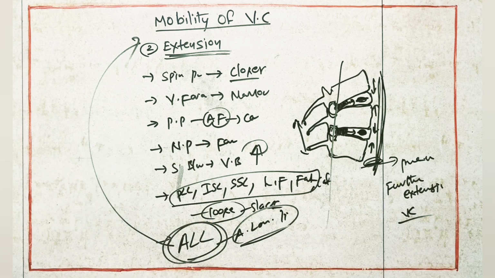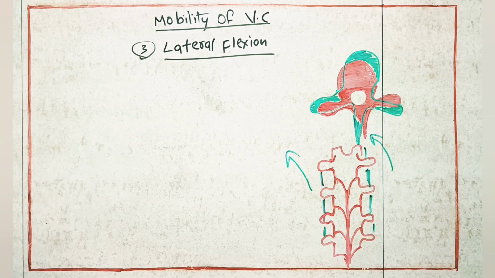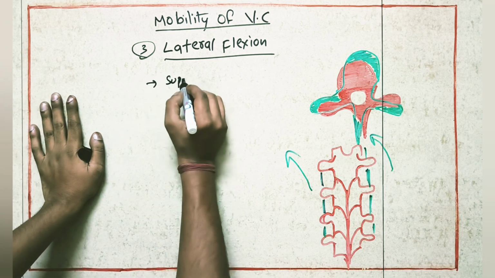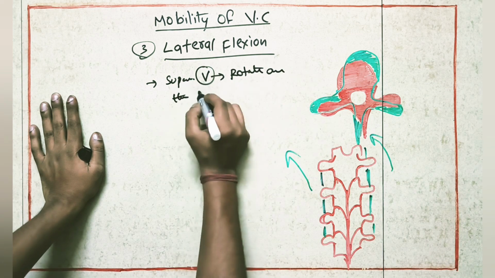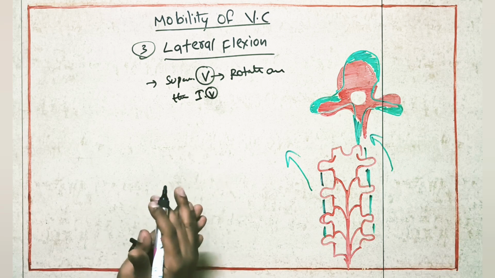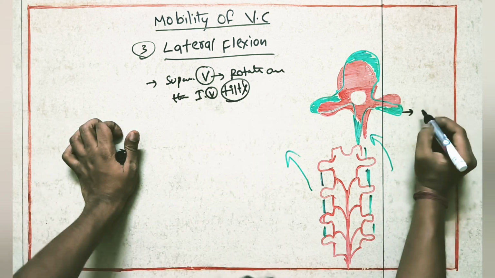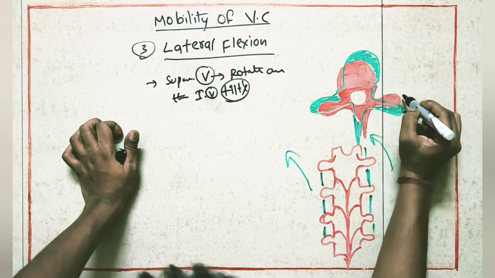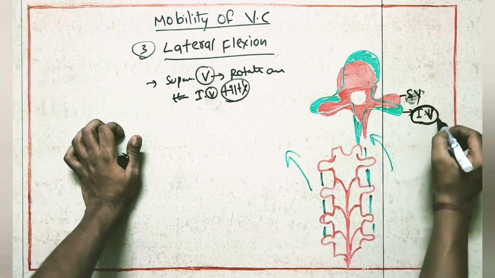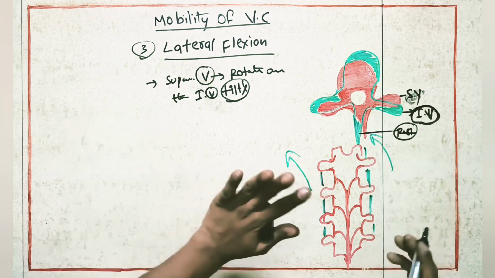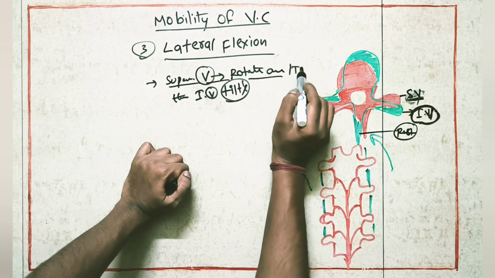Now we'll see lateral flexion, nothing but side flexion of the vertebral column. What it means is that the superior vertebra will rotate or tilt over the inferior vertebra. Suppose green color is the inferior vertebra, in resting position, and red color is the superior vertebra. So lateral flexion means the superior vertebra rotates or tilts on the inferior vertebra.